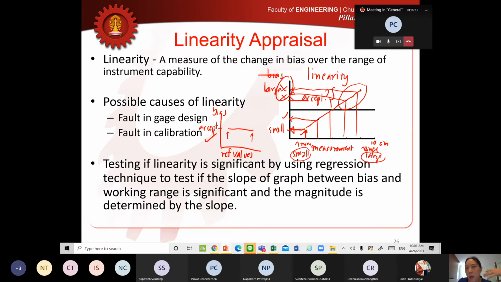Okay, you may fix your gauge or measurement device, or you can do what we call a correction. I will talk about this a little bit later, but at this point I want you to know that if there is a linear relationship, you have to be concerned about whether you're going to accept the amount of bias for some reference value, which may cause the bias to go up to a range that is unacceptable.